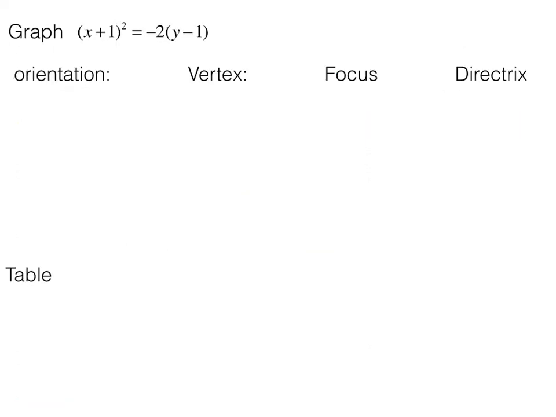We're going to graph x plus 1 squared equals negative 2 times y minus 1. The first thing you need to do is determine your orientation. Since the x term is squared, it's going to be a vertical orientation. And since this term in front of the y is negative, it's going to open down.